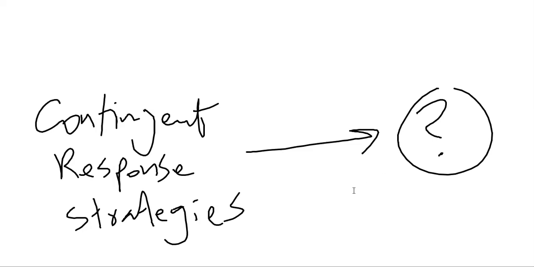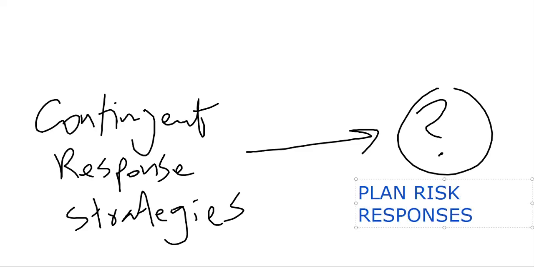Contingent response strategies are used in the plan risk responses process. Remember, these contingent response strategies are strategies that we carry out under certain conditions. For example, if there are clouds in the sky, then buy the umbrellas. So contingent response strategies are contingent on certain pre-qualified events. Let's go to our next one.